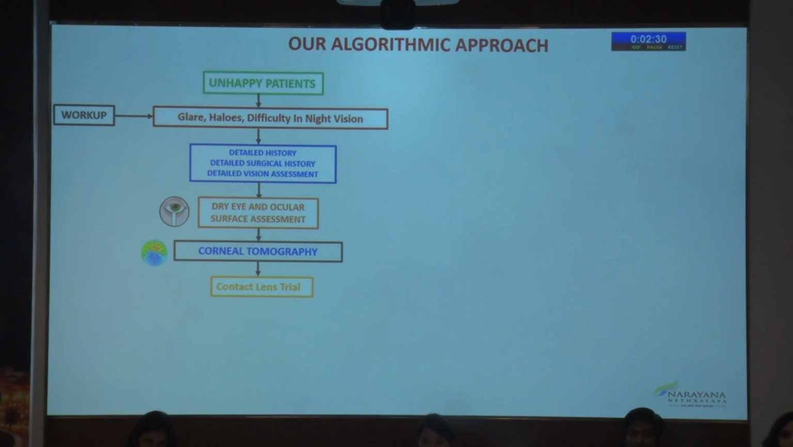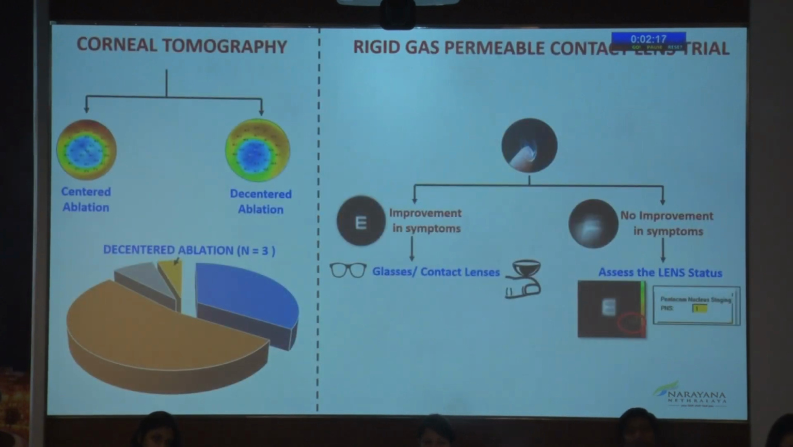Now, if we have a small zone or a decentered ablation, where the patient has been referred from somewhere else or is not happy with the treatment there, you can give a contact lens trial. In our study, we found that 3 patients did have a decentered ablation. What can be done for these patients is a trial of RGP, rigid gas permeable contact lens, with improvement in symptoms.